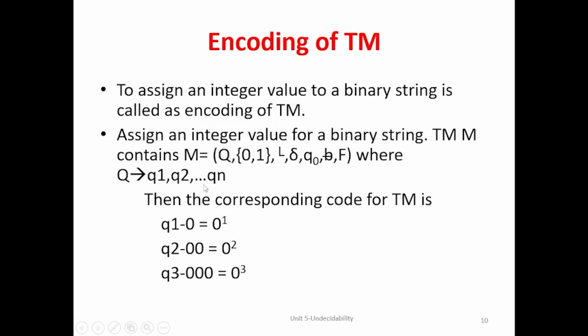Instead of the original symbol, we should write its corresponding binary value. That means we should only represent zeros. If our initial state is Q1, we should represent it as 0 power 1. If Q2 is available, instead of Q2, we should replace it with 00, that means 0 power 2. Instead of Q3, we represent the symbol as 0 cube. Like that, n number of states will be represented from 0 power 1 to 0 power n.